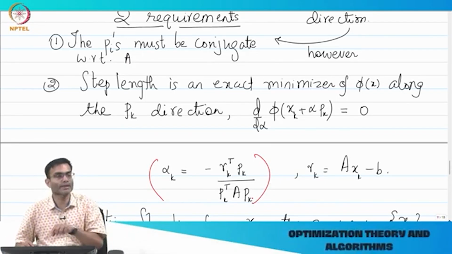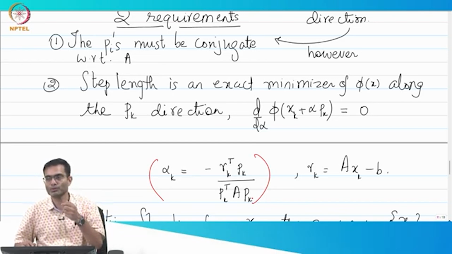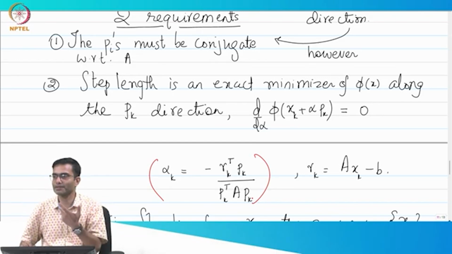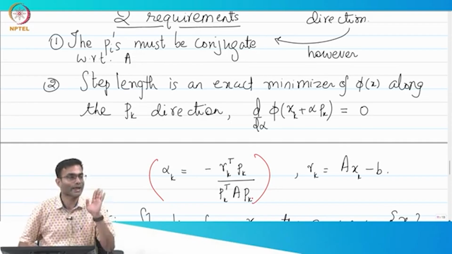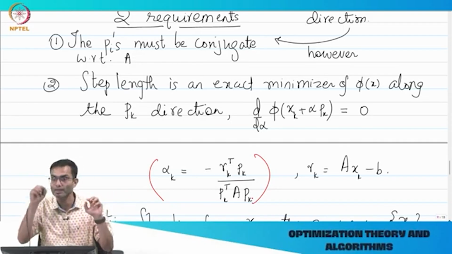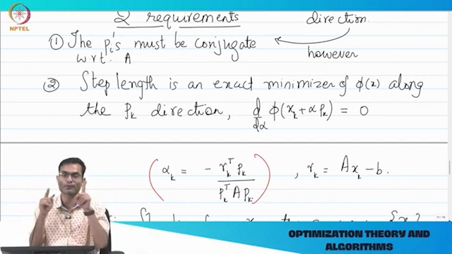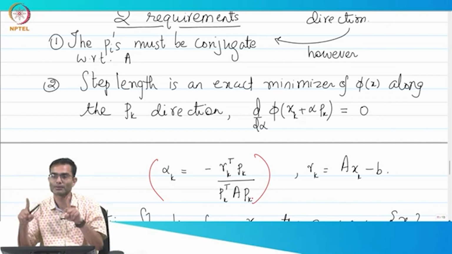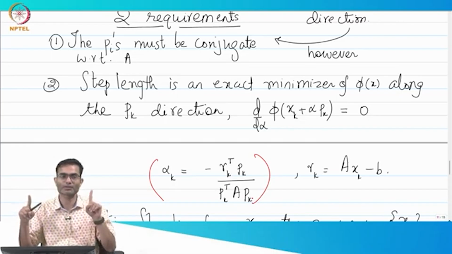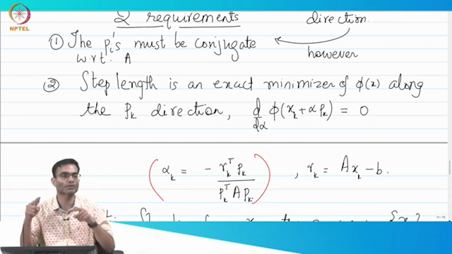Notice over here, do I need to explicitly store the matrix A? This is a point that those of you who are doing numerical work will appreciate more. I never ever need A in isolation. Like if I write A inverse, then I need A in isolation. This expression only requires the product of a matrix with a vector. A never appears in isolation. A appears as a product with pk.